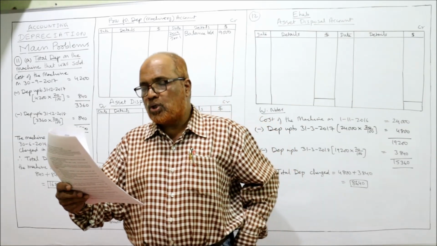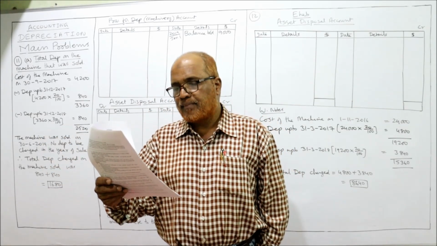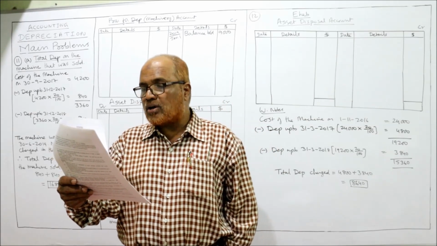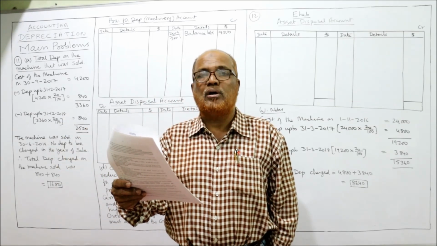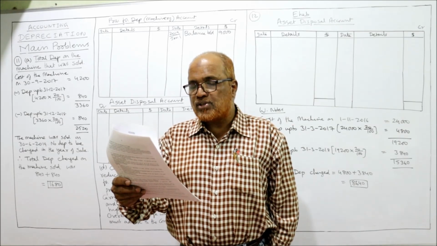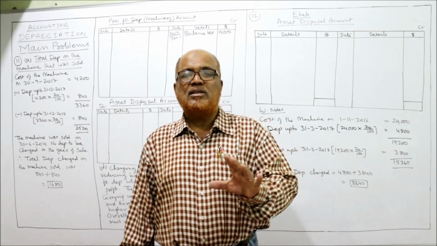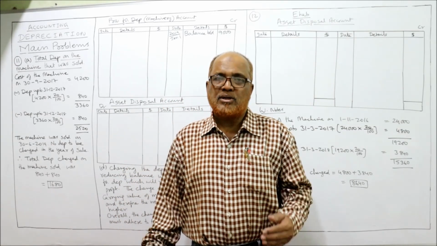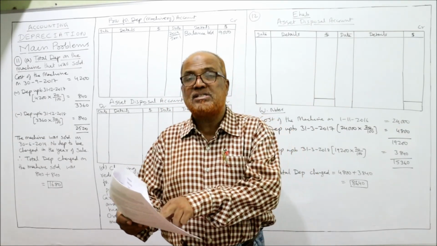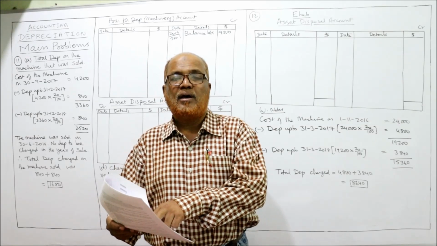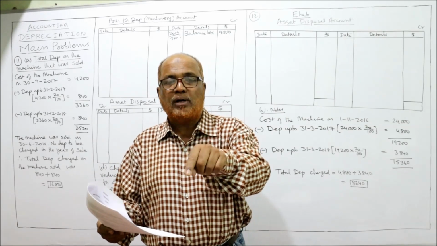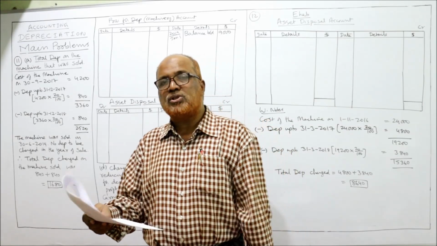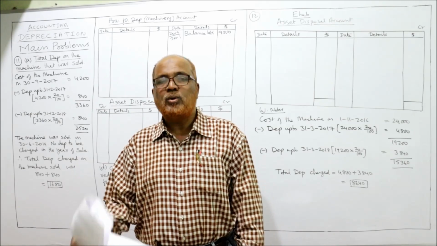On 30th June 2019, current year, a machine purchased on 30th September 2017 costing 4,200 was sold for 2,000. The payment was received by cheque. So in this problem, there is a disposal of a machine. A machine was there which was purchased in 2017, 30th September. And that machine is sold during the current year 2019. The cost of that machine was 4,200. Now it is sold for 2,000.